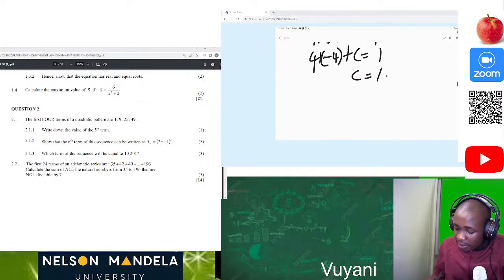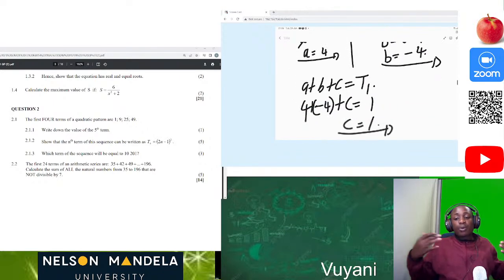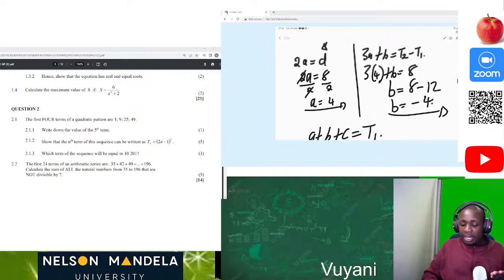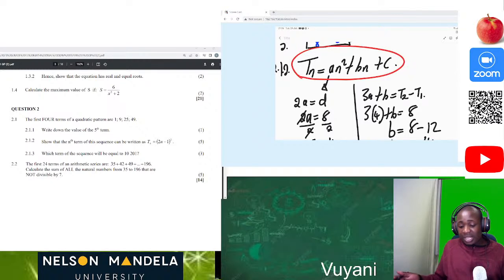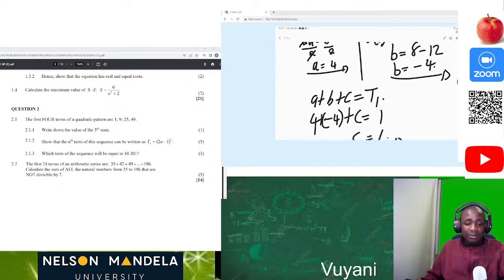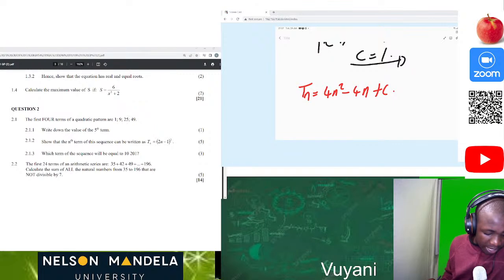Now we have the value of c, we have the value of b, we have the value of a. Now we can just put the values into the general formula, the general term of a quadratic number pattern, which says Tn is equal to an squared plus bn plus c. Let's just substitute first so that we can get the values as well. Tn now will be equal to 4n squared minus 4n plus 1. Now this is what we have.